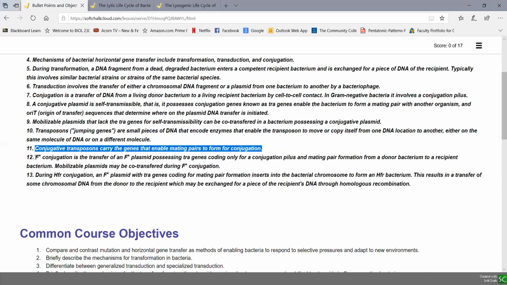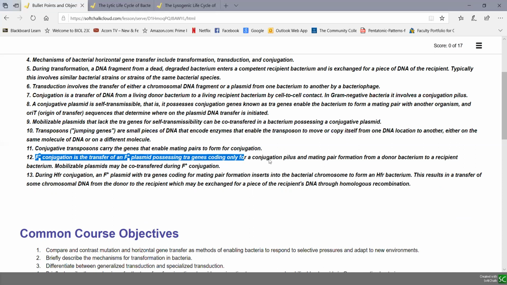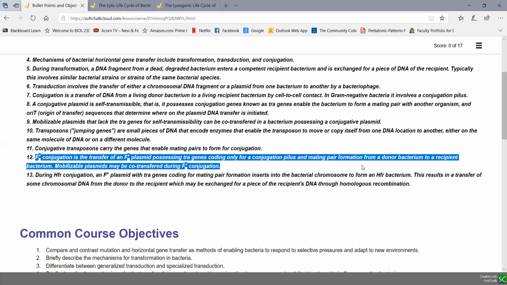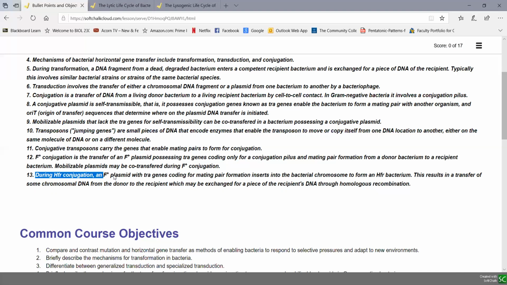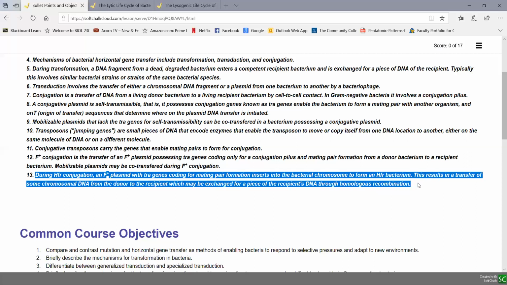F+ conjugation is the transfer of an F+ plasmid possessing only tra genes coding for a conjugation pilus and mating pair formation from a donor bacterium to a recipient. But mobilizable plasmids may be co-transferred during F+ conjugation. And during Hfr conjugation, an F+ plasmid with tra genes coding for mating pair formation inserts into the bacterial chromosome to form an Hfr bacterium. This results in a transfer of some chromosomal DNA from the donor to the recipient, which may be exchanged for a piece of the recipient's DNA through homologous recombination.